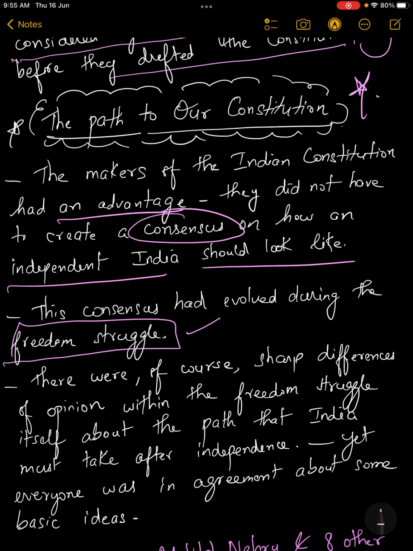Okay? And there is no doubt that there were sharp differences of opinion. Indeed, there were sharp differences of opinion even during the freedom struggle about how India should behave, how India should act, and how India should look like after independence. But some basic ideas, like universal adult franchise, for instance, like equality for all, for instance, right, justice for all, for instance, right, these basic ideas were already something that everyone was in agreement about.